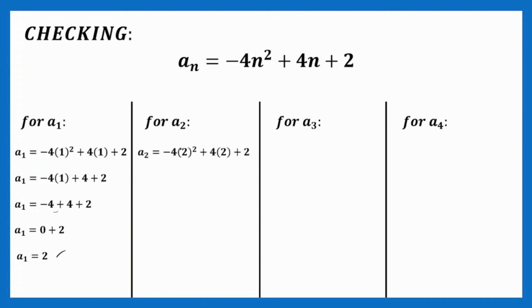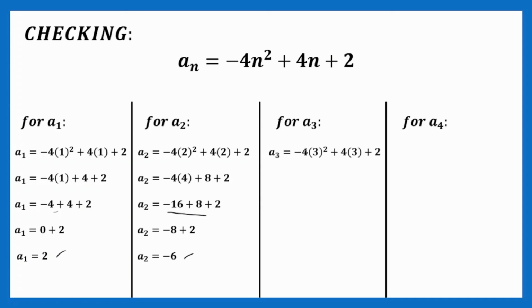Next, ito naman. Kapag 2 na yung value ng n, 2 squared is 4. 4 times 2 is 8. Magiging ganito yan. Negative 4 times 4 plus 8 plus 2. Negative 4 times 4 is negative 16. Bring down, bring down. Solve natin muna itong dalawa. Negative 16 plus 8 is negative 8 plus 2. Negative 8 plus 2 is negative 6.